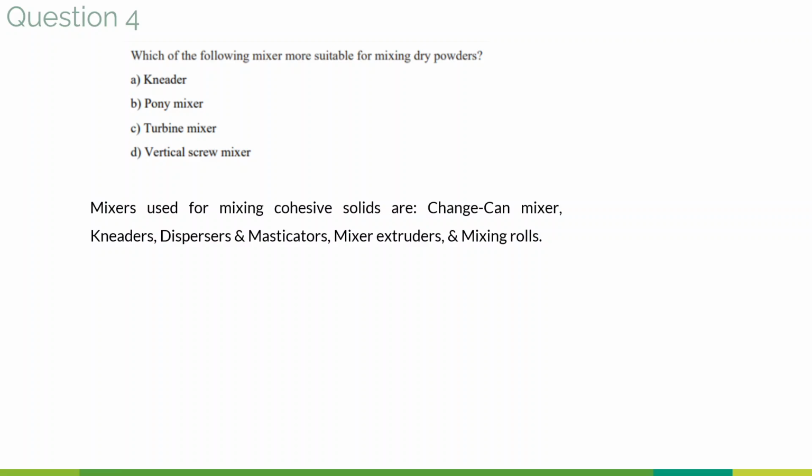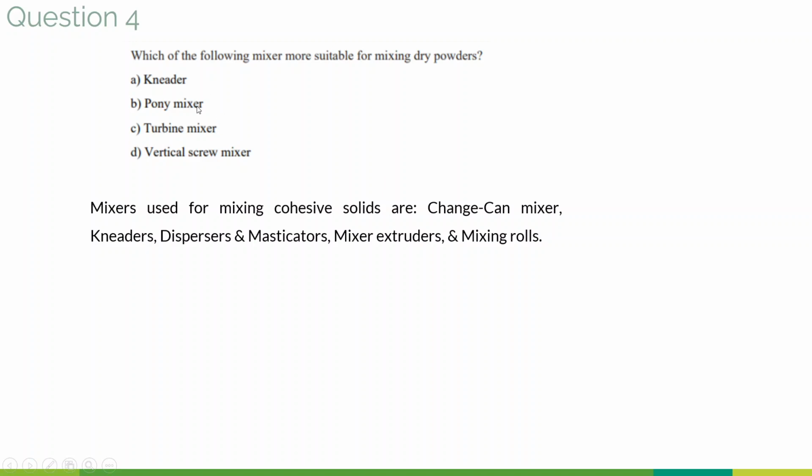Kneaders and pony mixers are used for cohesive solids, or solids that stick to each other. Examples of such cohesive solids are dough and paste. So for cohesive solids, you use these mixers, which are kneaders and pony mixers. Some of the other examples are change can mixer, dispersers and masticators, mixer extruders, and mixing rolls. You have all these examples, all discussed in the video lectures if you want to go through more details.